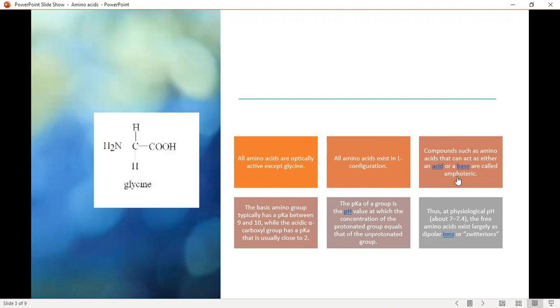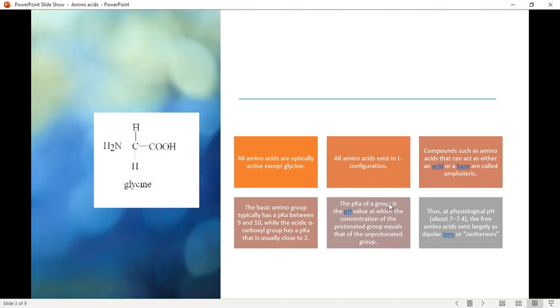Then, amino acids can act as an acid as well as a base, so these are called amphoteric compounds. Any compound that can act as an acid as well as a base is called amphoteric. Another thing is that the basic amino acids have a pKa value of about 9, between 9 and 10, while the acidic amino acids, which are aspartate and glutamate, have pKa values close to 2, meaning their pKa values are less than 7.